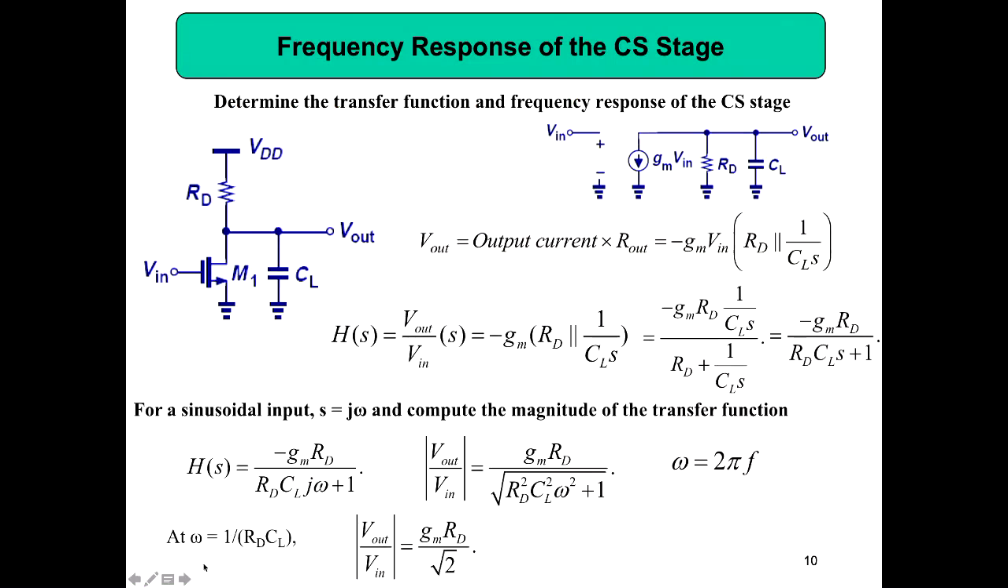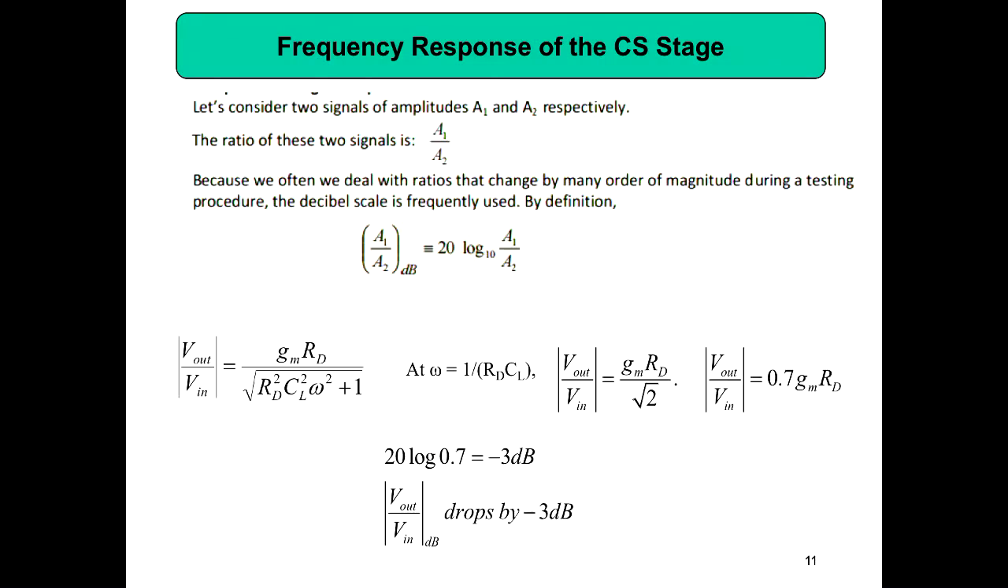We already got the frequency response. At omega equal to 1 by RD into CL, your gain is gm RD by root 2. So what you are finding is your low frequency gain is equal to minus gm into RD, and at omega equal to 1 by RD into CL, your gain is reduced to gm RD by root 2. So you are getting that type of response. We will be talking more about this later.